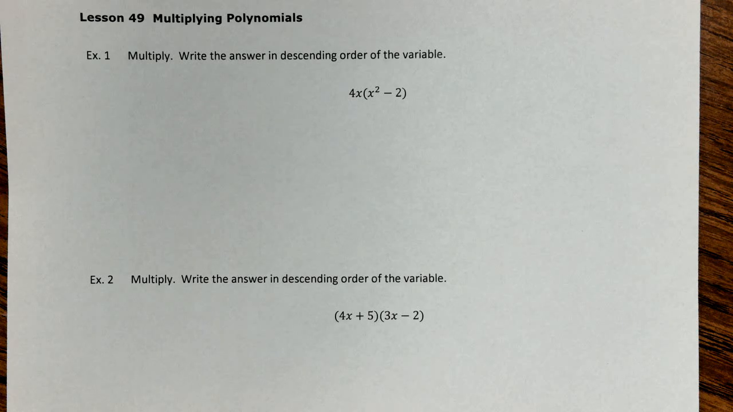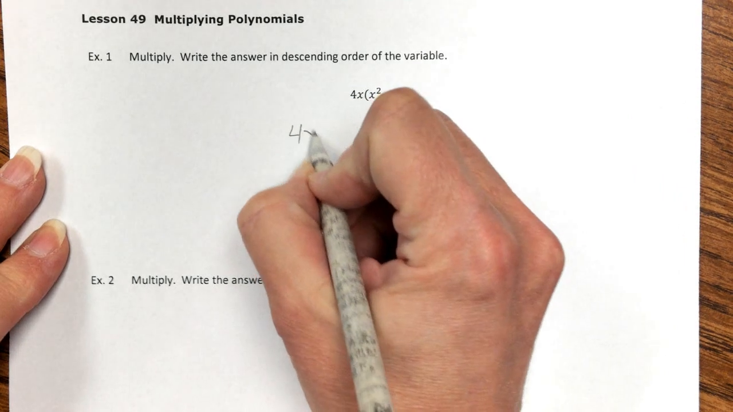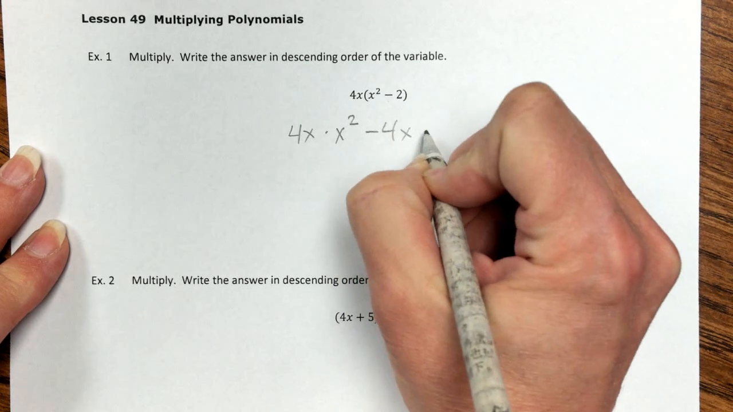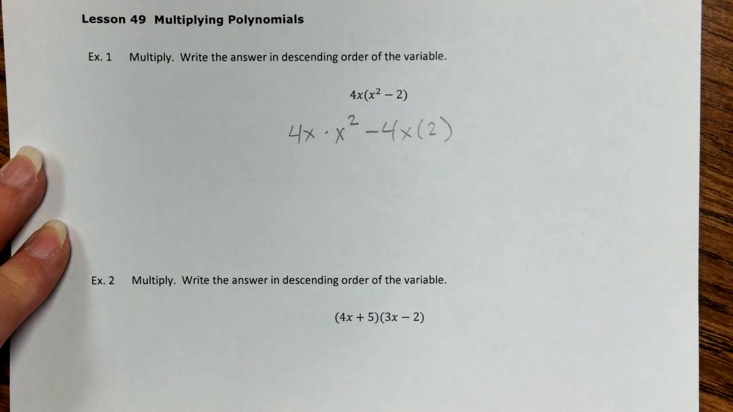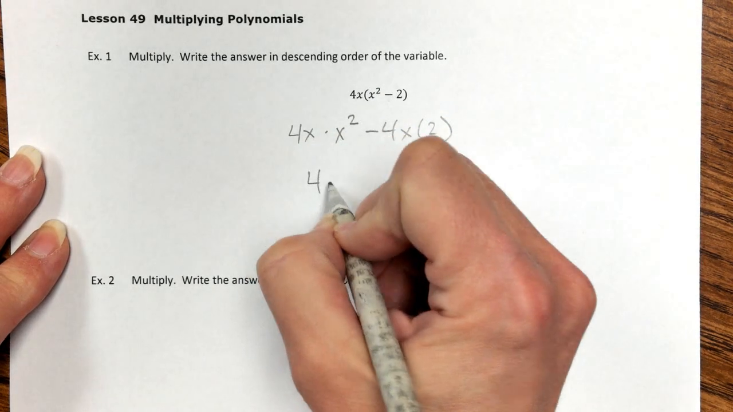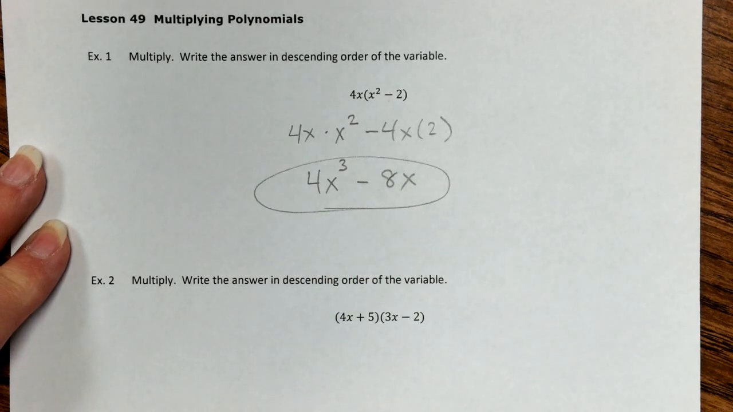You're just distributing. And those technically are polynomials. The first one, 4x, that's a monomial. And you're multiplying it times a binomial, which is the stuff in parentheses. And we just distribute. So what you're thinking when you're doing these is 4x times the first term in parentheses minus 4x times the second term in the parentheses, and you just multiply them. So that part I'd probably just think, and what I'm writing is 4x to the third minus 8x. And that's all you have to do for those.